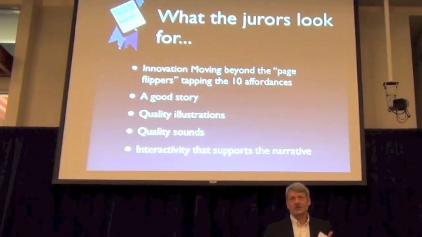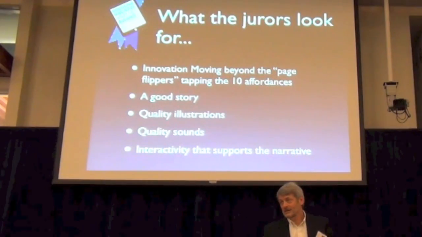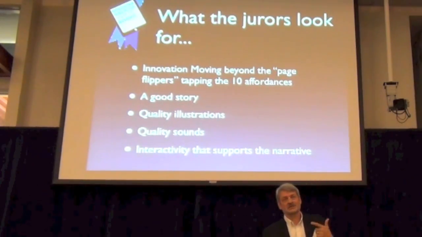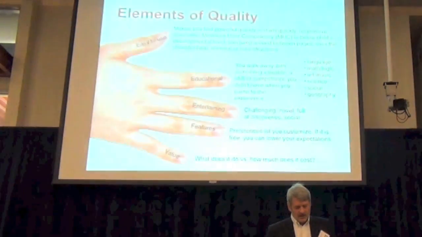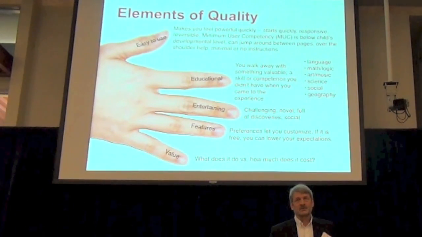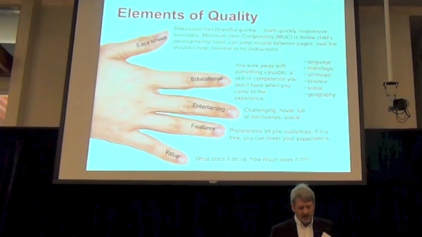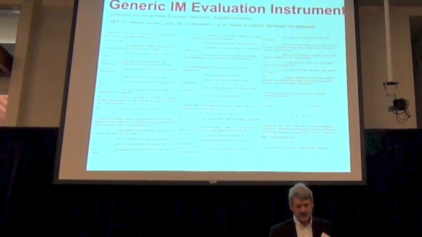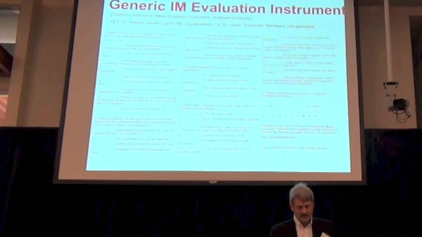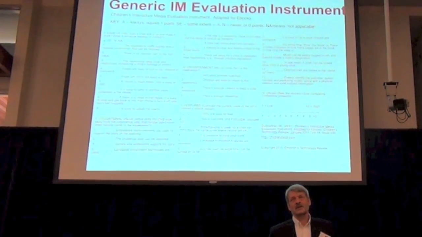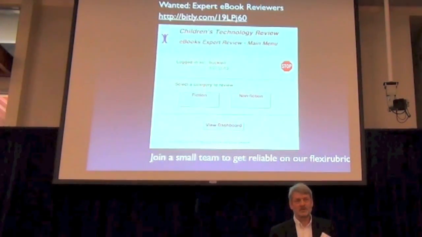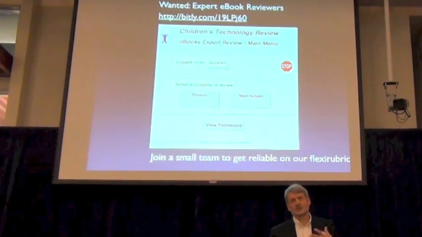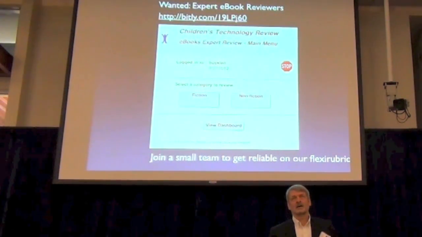We look for innovation. We look for a good story, right? And quality illustrations and quality audio. These are sort of the generic forms of quality that we talk about. And at Children's Technology Review, we have our own instrument that we've used for over 20 years. We use it and we bend it. It's flexible. So we bent it around the ebook category, and we've created a portal now, and I'm hoping I can talk some smart people into joining me to use this flexible rubric to start looking at ebooks.